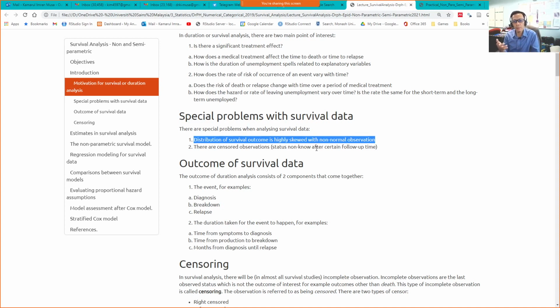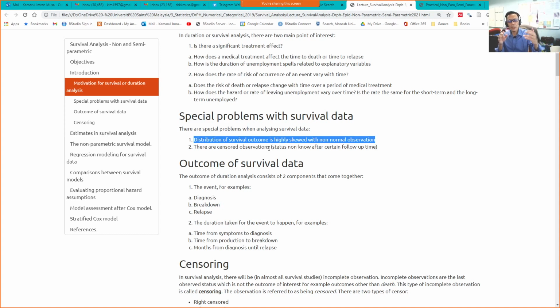So that poses a problem with survival data, and there is also a problem of censored observations. For example, if we do a follow-up study until a certain point of time, we want to look at whether the patient is alive or dead. And then we follow up the patient.